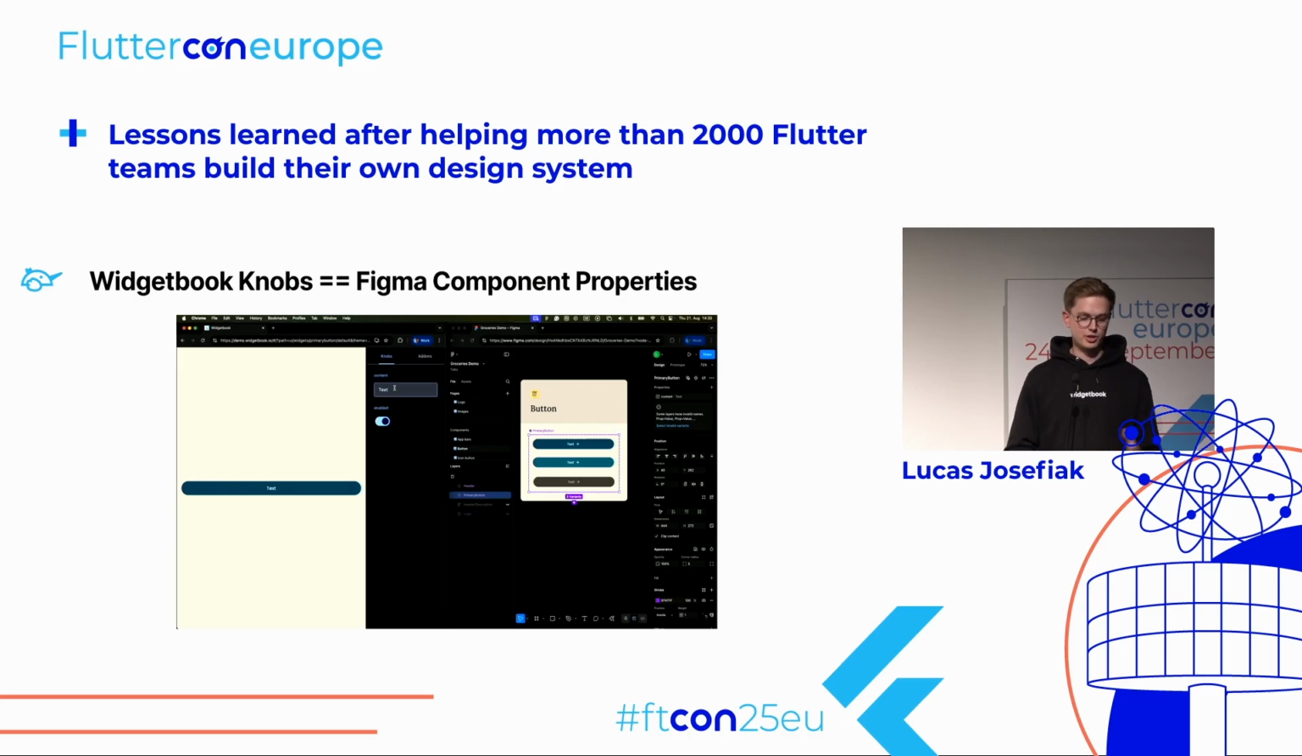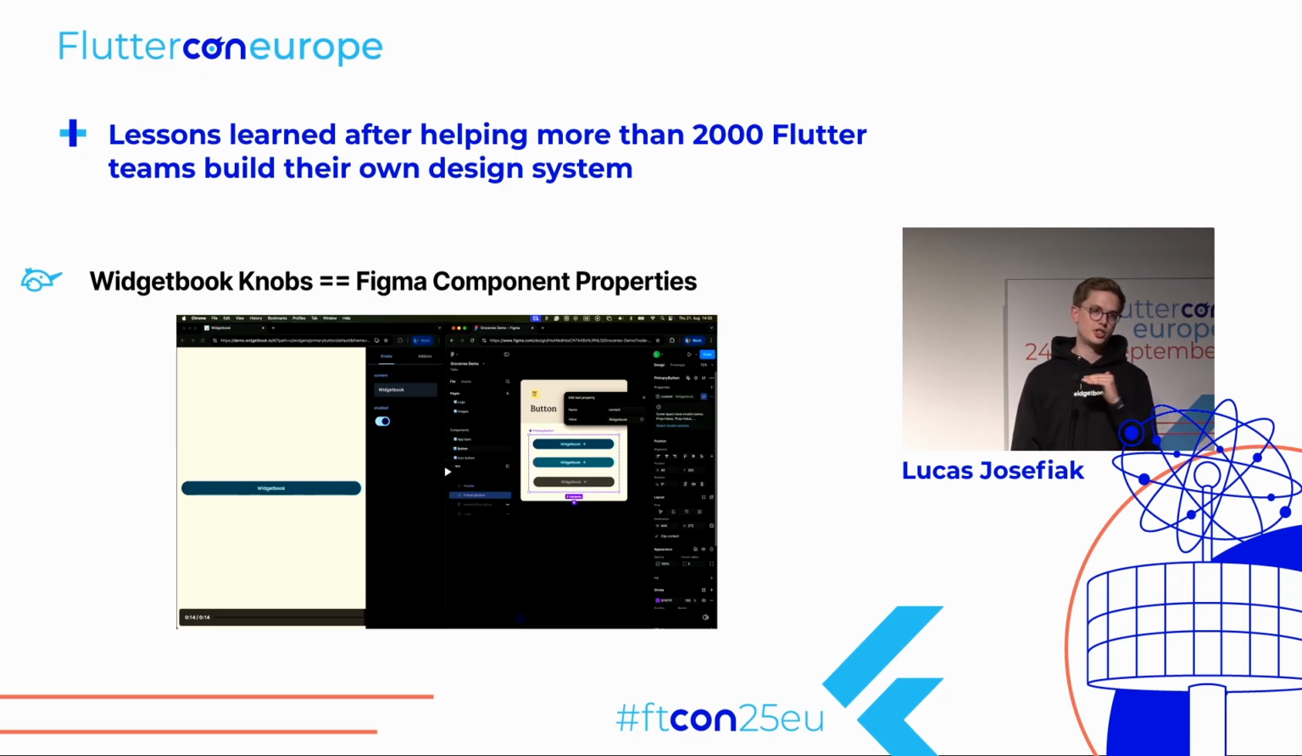Or in Figma, you have component properties that allow your designers to communicate which parts of a component can be changed. For example, a string. And in Widgetbook, you have knobs. So it really allows you to match Figma and Flutter very closely together.